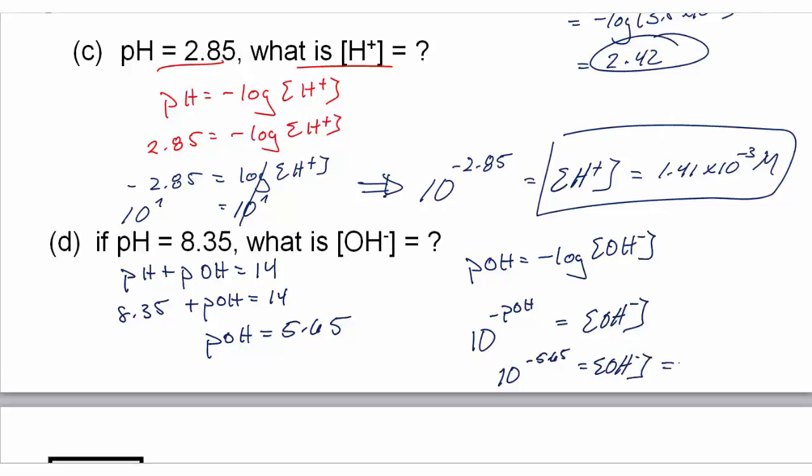So 5.65, make it negative. 10 to that power, shift 10 to the x. 2.24 times 10 to the negative 6.